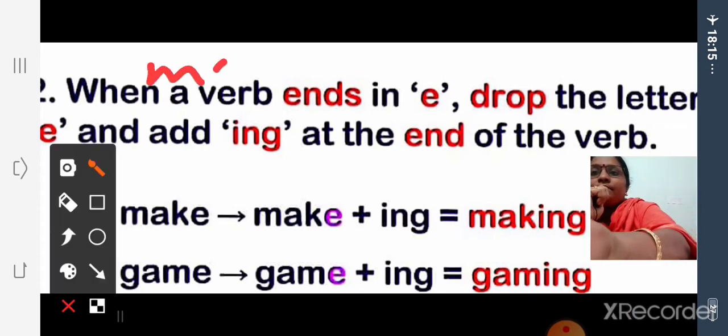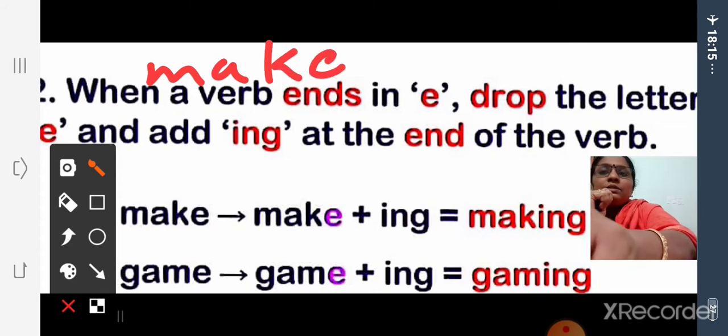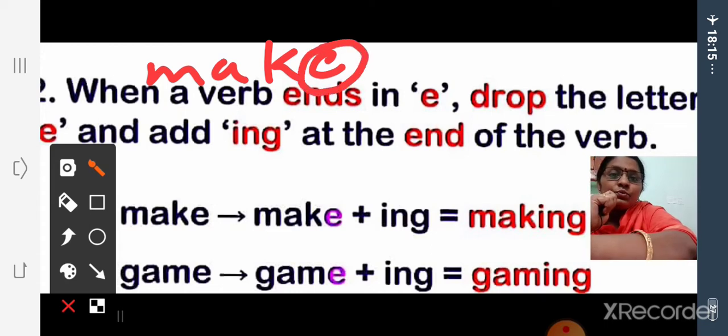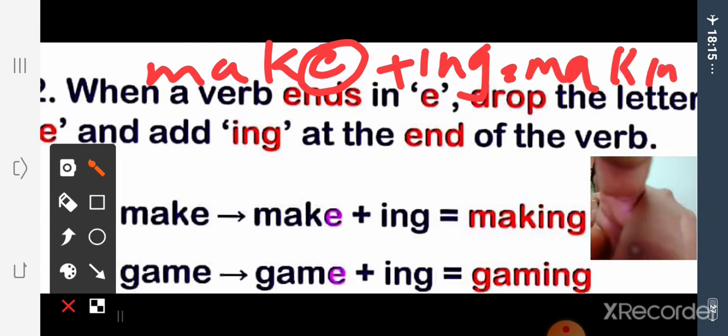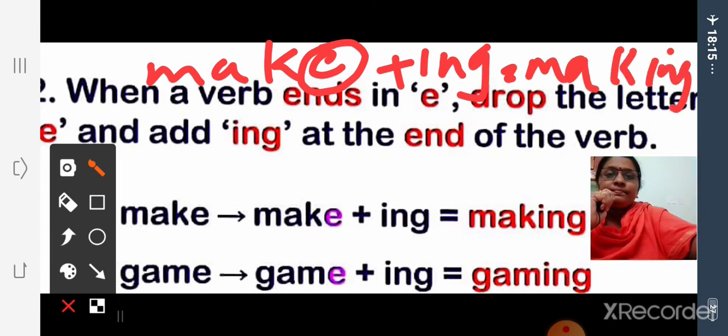Suppose make, M-A-K-E. This word ends with the letter E. So in such words, what we have to do is drop the last letter. Drop means remove. So make, M-A-K-E, we drop the E and then we have to add ing. And the result is M-A-K-I-N-G, making. So, words that end in letter E, drop the letter E and add ing. That is the first rule.